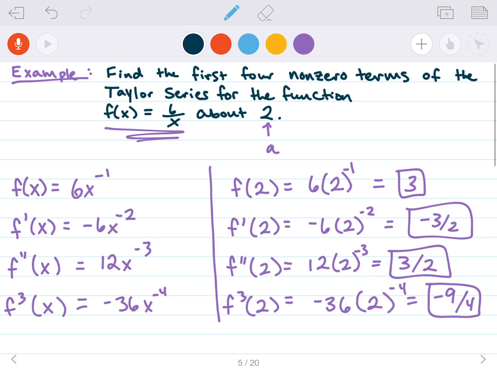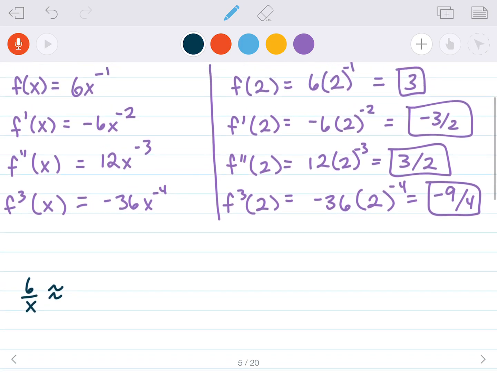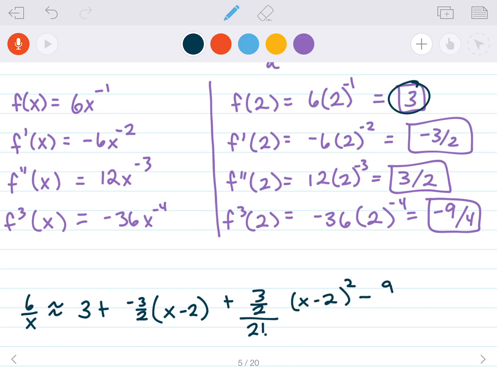What we have here is 6 over x is approximately, because we're not going to do the dot, dot, dot, we're just cutting it off for the first 4 terms. So it's going to be approximately f of a, so f of 2 is 3, plus f prime of a, that's negative 3 over 2, times x minus 2, plus 3 over 2 factorial, times x minus 2 squared, minus 9 over 4 over 3 factorial, times x minus 2 to the third. So here, this is our answer. This is our first 4 terms.